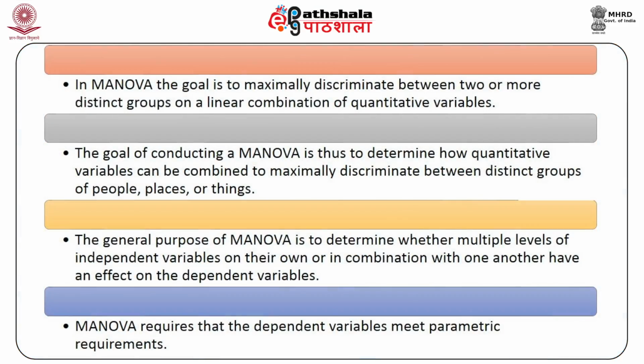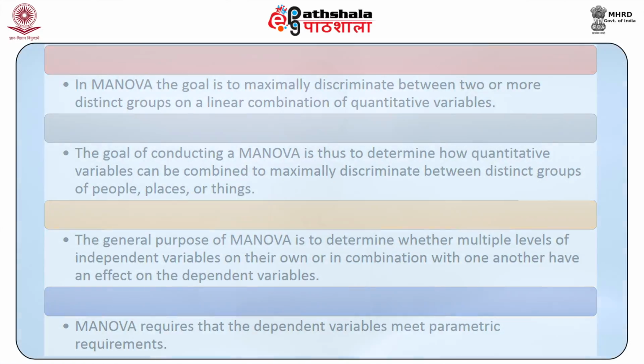In MANOVA, the goal is to maximally discriminate between two or more distinct groups on a linear combination of quantitative variables. The goal of conducting a MANOVA is thus to determine how quantitative variables can be combined to maximally discriminate between distinct groups of people, places or things. The general purpose of MANOVA is to determine whether multiple levels of independent variables on their own or in combination with one another have an effect on the dependent variables.